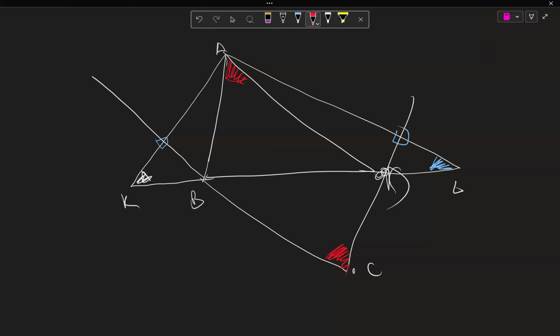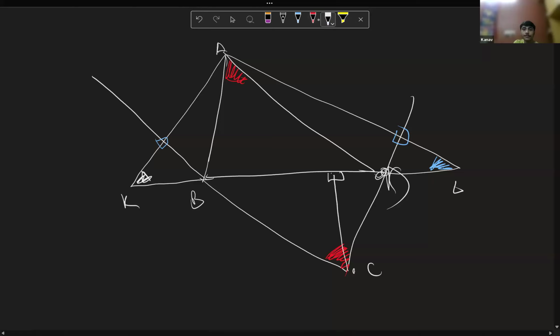Then we get the cyclic quadrilateral. Oh, what's a cyclic? Can we just drop the perpendicular from C on BT? Sorry, BT, yeah. Sure. Yep, that's a great solution as well.